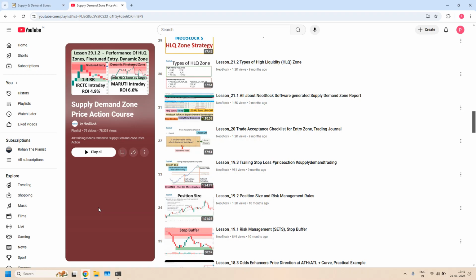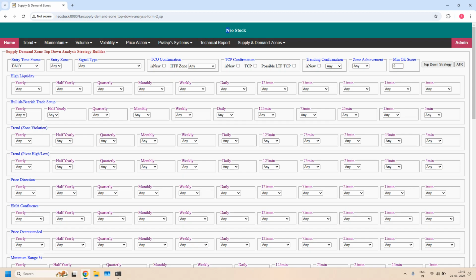Now let's get into the report generation with the help of NeoStock Software Supply Demand Zone Top-Down Analysis Strategy Builder. Okay, first let us identify the stocks near or inside the demand and supply zones. Price closed near or inside the demand and supply zones. Let's start with the yearly time frame.